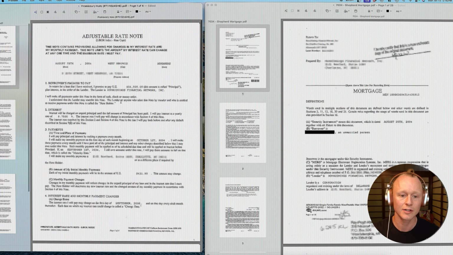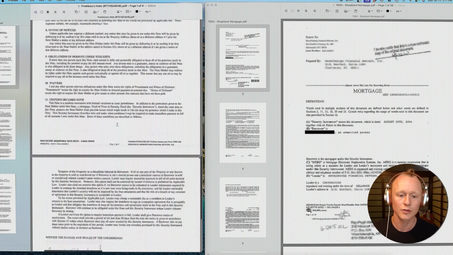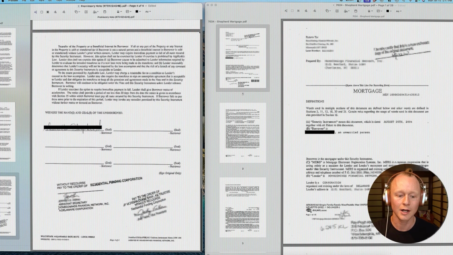We can see at the top here, this was Homecomings Financial Network Inc. loan. That's the lender. And when we scroll to the bottom, we can see that the lender, Homecomings Financial Network, transferred to Residential Funding Corporation. We can see that then Residential Funding Corporation transferred it again to JP Morgan Chase Bank. So these allonges show that Homecomings sold the loan to Residential Funding, who sold the loan to JP Morgan Chase.